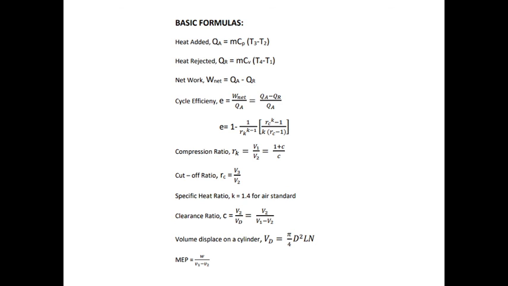So the volume displaced on a cylinder, if the diameter is given, you have pi over 4 times the diameter squared times the length and the speed.